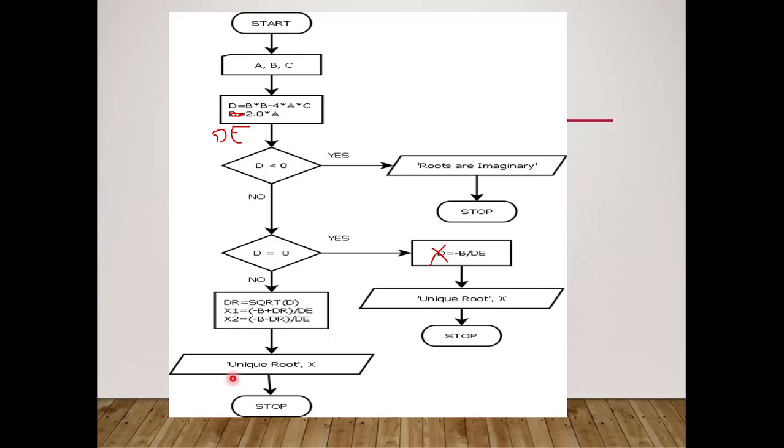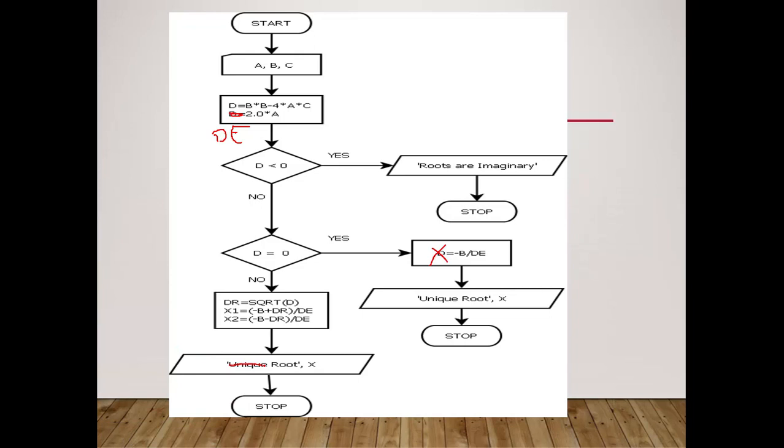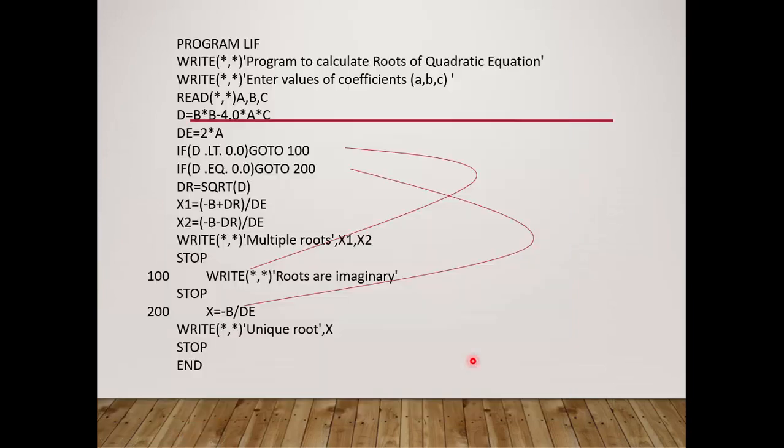And again, this is not a unique root. You will get the roots x1 and x2. And here it will stop. So we can just check this now.